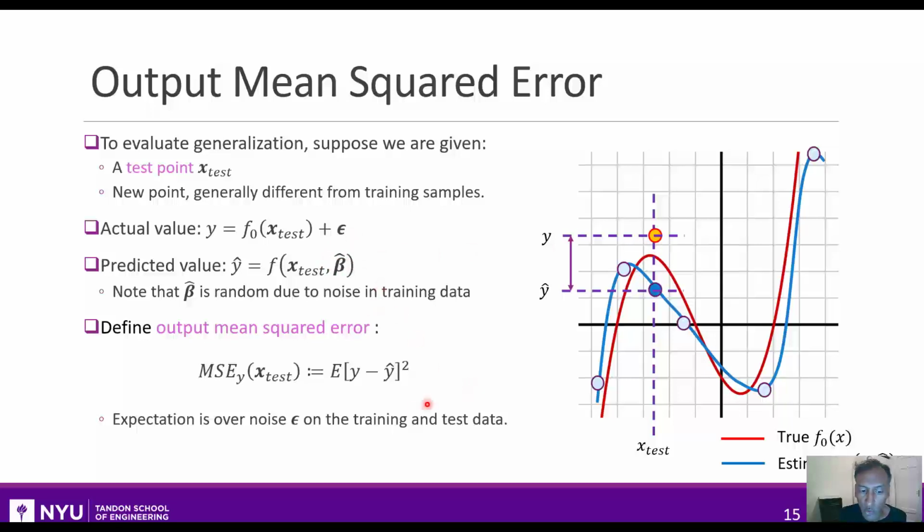And there's also noise in the test data point here. The second part is that when you evaluate this, this will depend on this test value. So this model might have a higher output mean squared error at certain values of x than other values of x. All right, and we're going to try to quantify all of this as we go ahead.